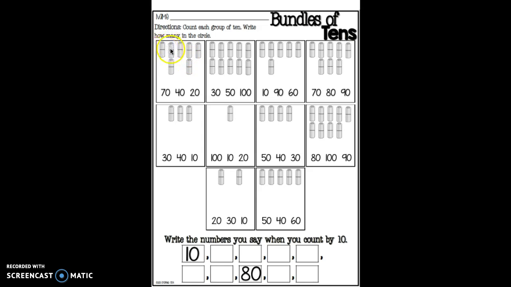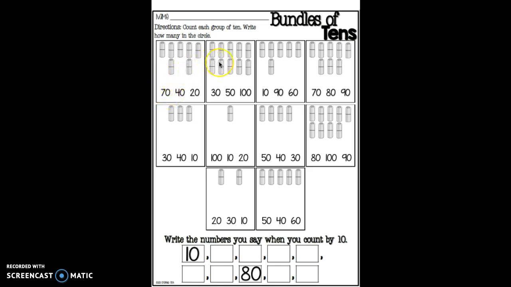10, 20, 30, 40, 50, 60, 70. So after I finish counting them, I'm going to come down here and circle which one of these three choices is the correct answer. So when I counted, I said 7 tens or 70. So which one of these three numbers has a 7? That's right, this one. So I'm going to take my pencil and circle the number 70.